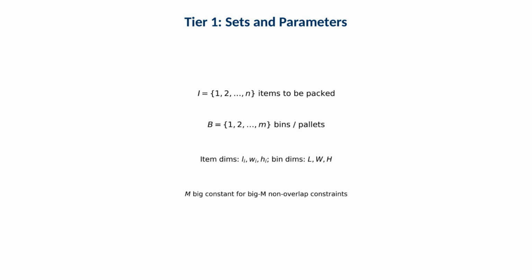This slide defines the sets and parameters. Items are indexed as a set of items to be packed, and bins are indexed as a set of available bins or pallets. Each item has length, width, and height. Each bin has its own length, width, and height. A large constant is used in big-M constraints to switch geometric constraints on and off, depending on whether two items share the same bin.